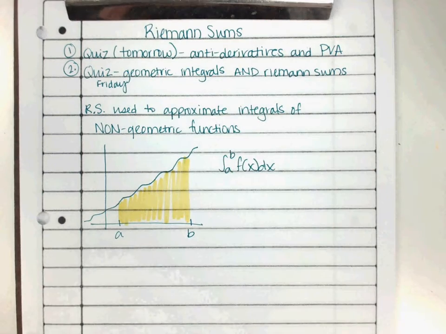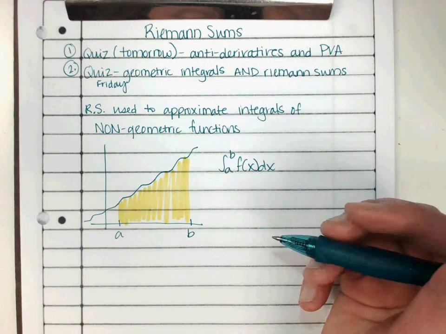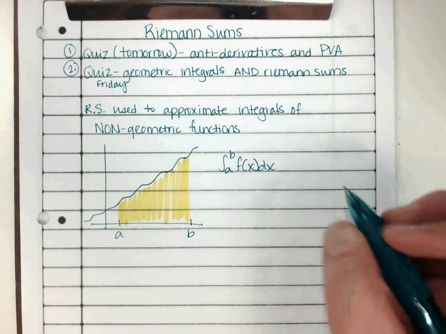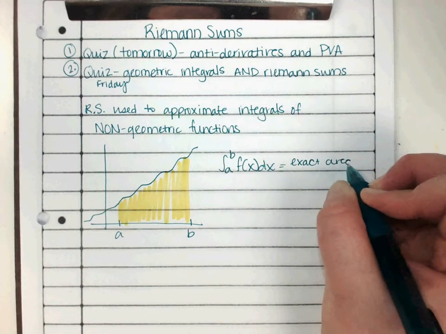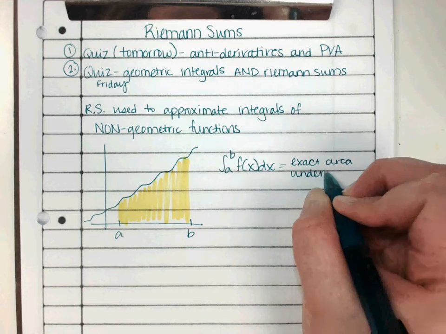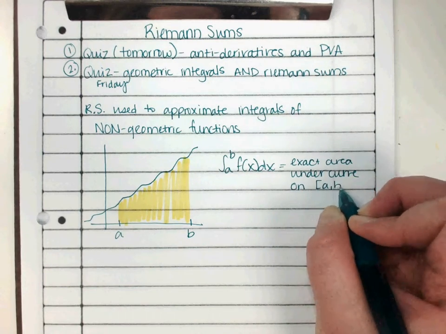Okay, so what's the problem though? That's not a rectangle, not a triangle, it's not a semicircle. Okay, so we're out of luck there. That's the exact area under the curve on the interval a to b.